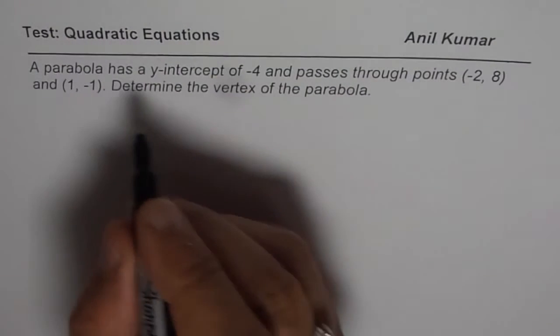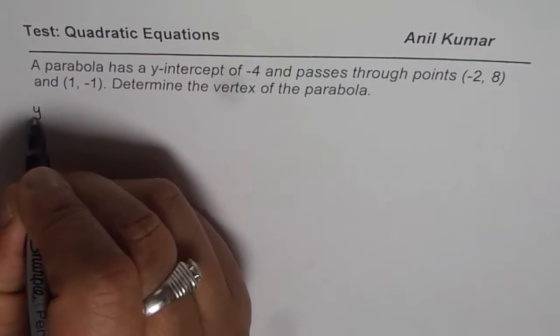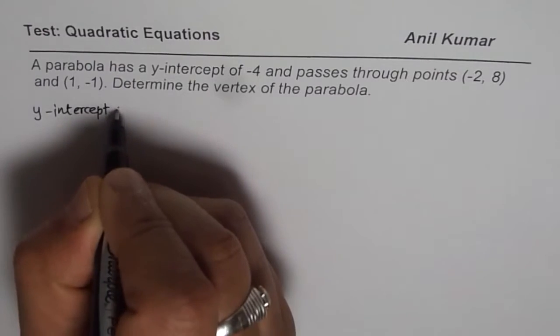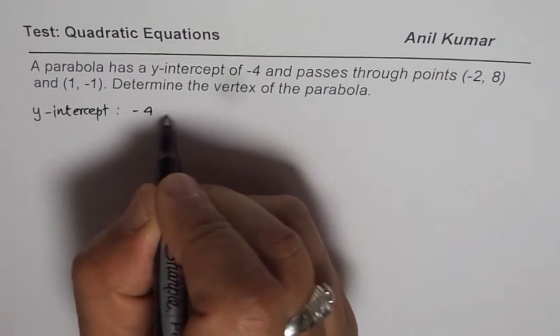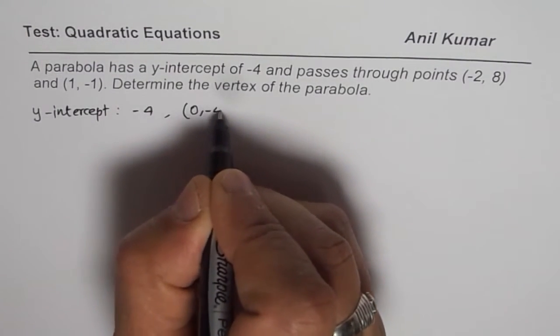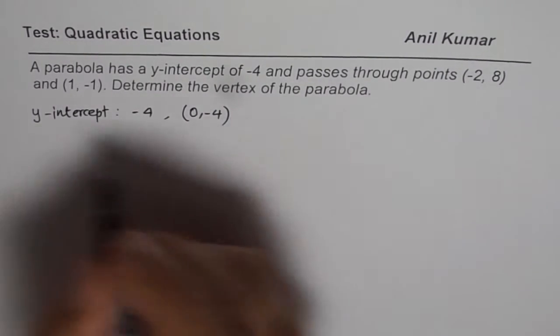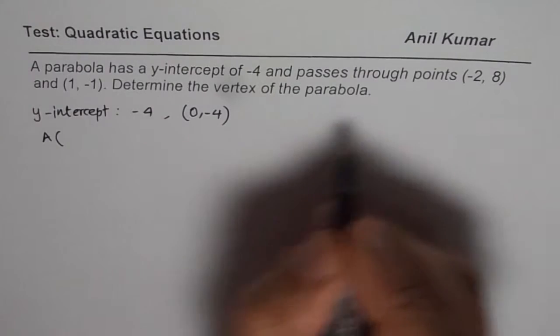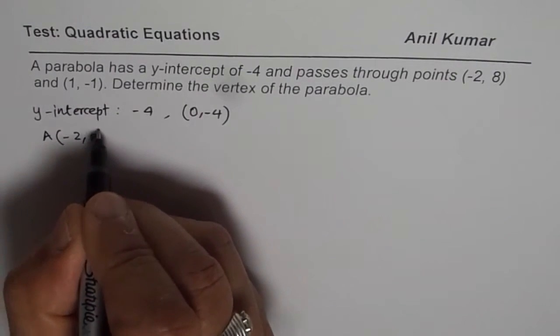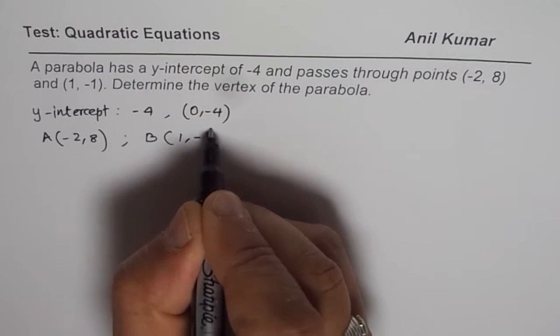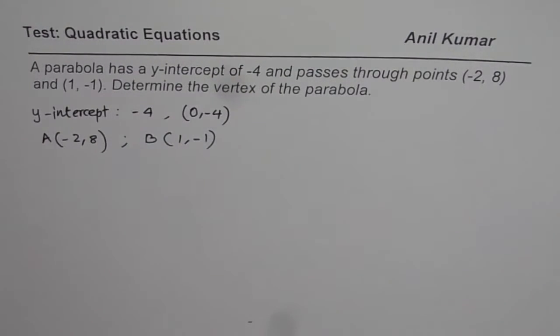So what we are given here is the y-intercept. We say the y-intercept is -4. It really means that the point is (0, -4), correct? And we're also given two other points, so let's call them A and B. Point A is (-2, 8) and point B is (1, -1). Effectively, we are given three different points on the graph of the function, right?